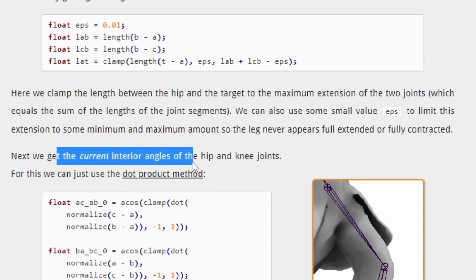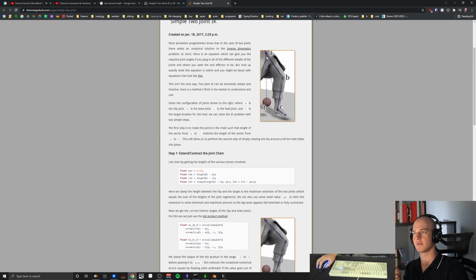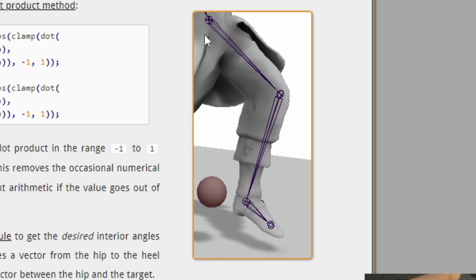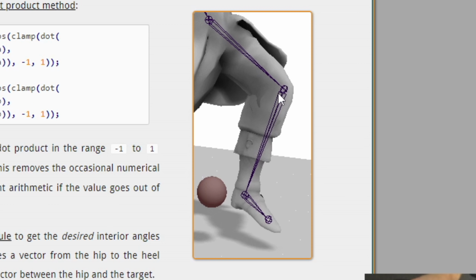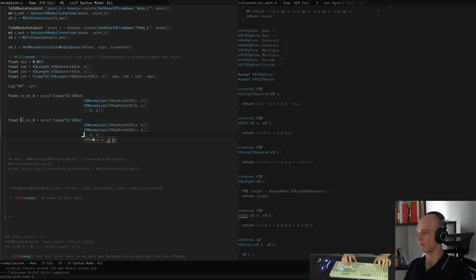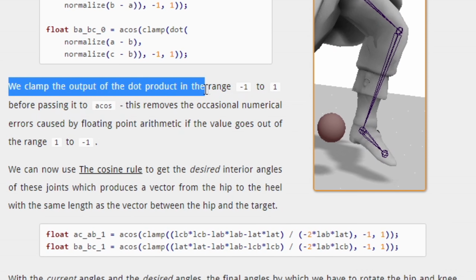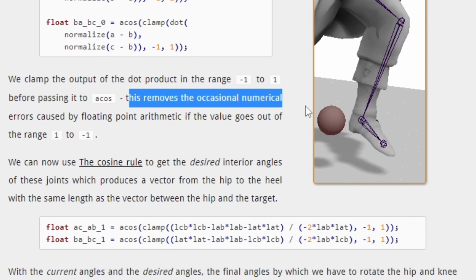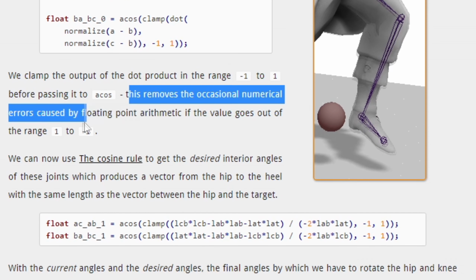Next, we got the current interior angles of the hip and knee joints, so of A and B. For this, we just use this dot product method. So this angle and this angle based off of the length between there and there, I would imagine. All right, so now we've got those two. What next, Mr. Magical Article? We clamp the output of the dot product in the range of -1 to 1 while passing it through ACOS. This removes the occasional numerical errors because of floating point.